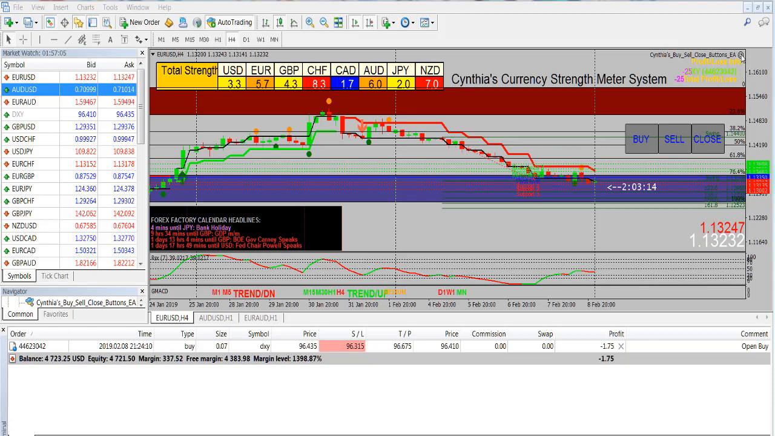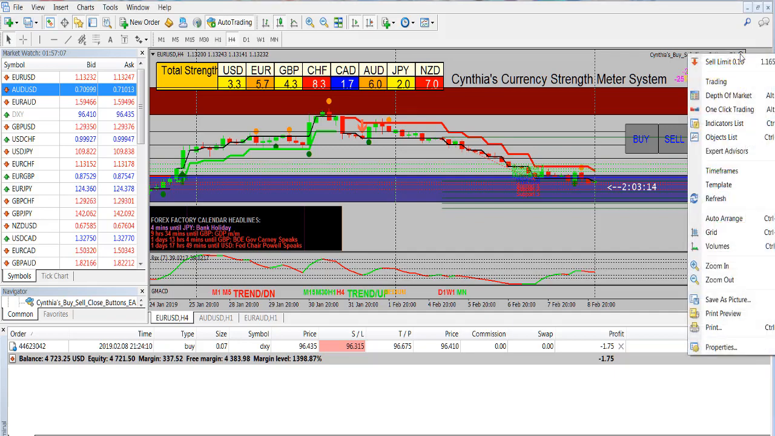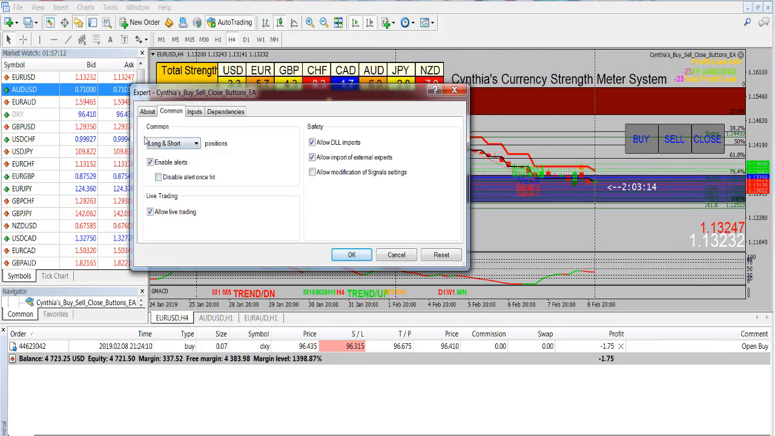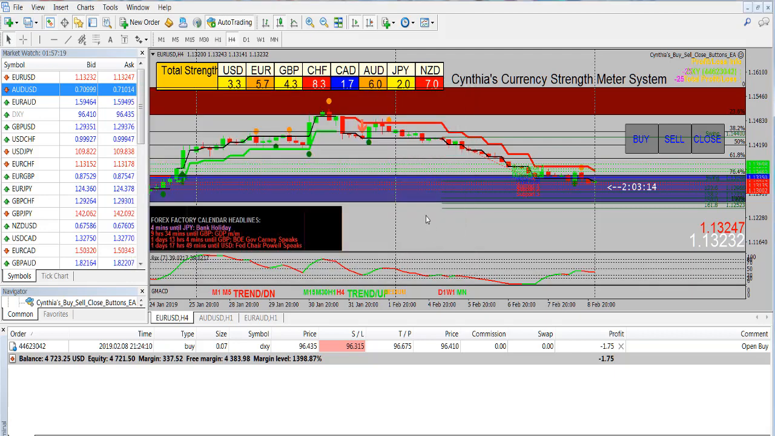Of course it needs the smiley face, and if you right mouse click on it and go to Expert Advisors properties, you'll see these are the boxes that need to be checked so that the EA works for you. Also in your toolbar, auto trading needs to be enabled. I just clicked it off, now I'm clicking it on, so the little guy with the blue hat needs to be enabled, and that gives you a little green thing right here.